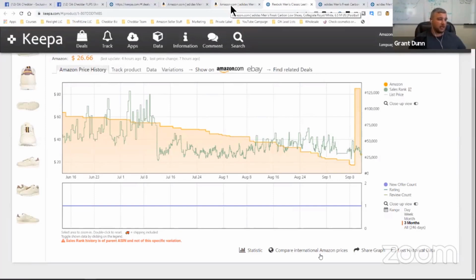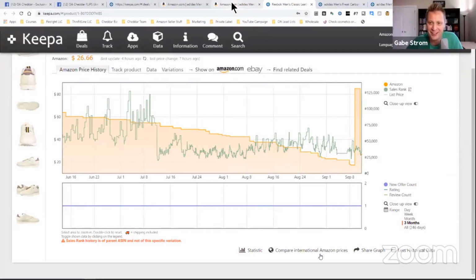Yes, our team is building a massive database of alerts. Massive. Yeah. We'll talk more about that.